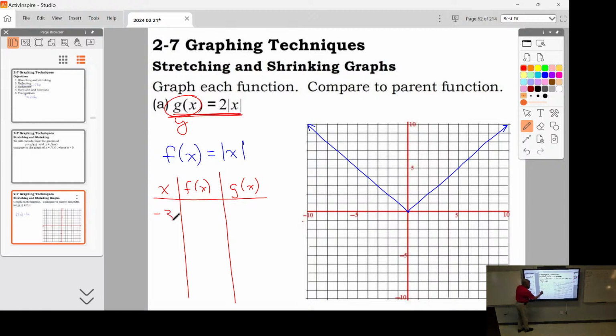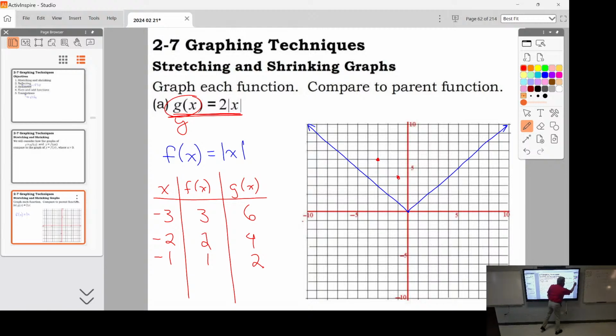If I plugged in -3, the absolute value of -3 is 3, and 2 times 3 is 6. So I'm going to plot the point -3, 6. -3, 6 is right here. Plugging in -2. F of x is the absolute value of that. The absolute value of -2 is 2. The g of x is 2 times that, so 4. So I'm going to plot the point -2, 4. -2, 4 is right here. Plug in -1. Absolute value of -1 is 1. Multiply by 2 is 2. We'll plot the point -1, 2.